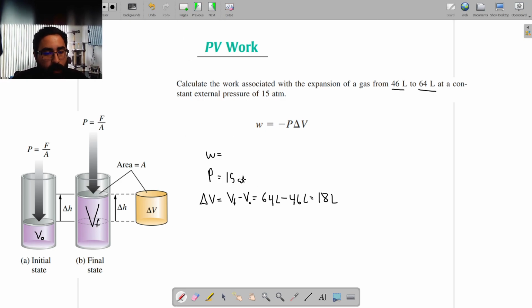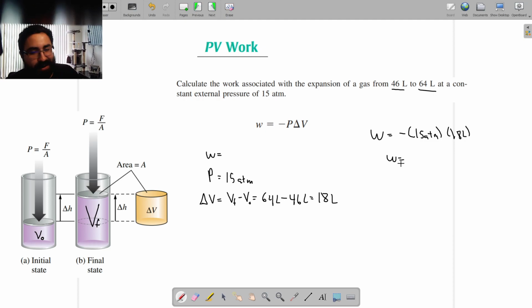All right, so the work is equal to negative P, which is 15 atm, times the 18 liters. All right, so let's check this out. Negative 15 times 18 is like negative 270 or something. 15 times 18. Ooh, I got it right. Negative 270. How did I get that right? This is my 8th time making this video.